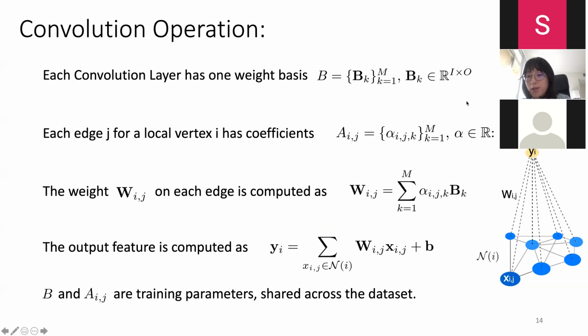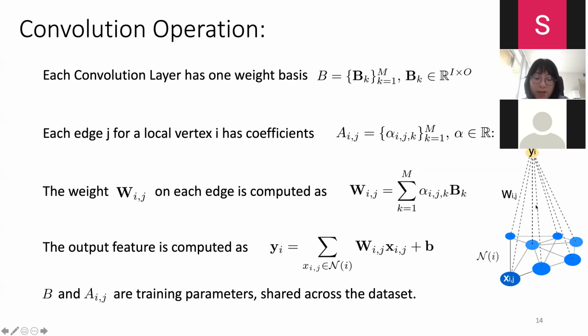And then for a specific convolution operation, what we do is, for example, in this picture, these are the input vertices, and they are connected by these edges. And for an output Y, it is the integration of the features of those connected X multiplied by the weight on each of these edges.